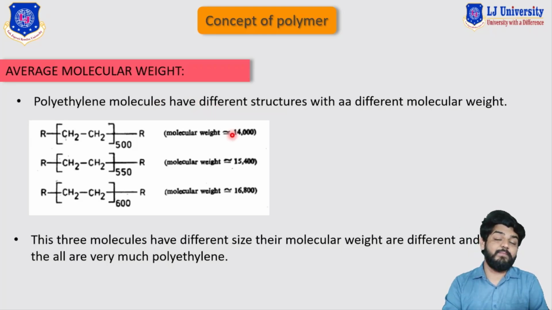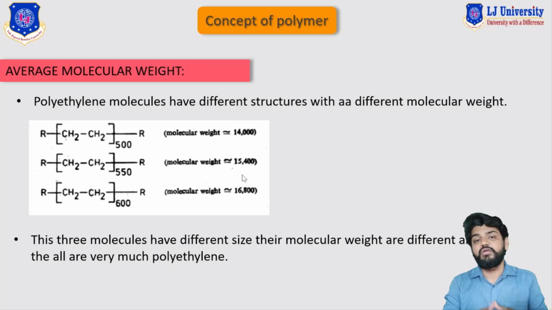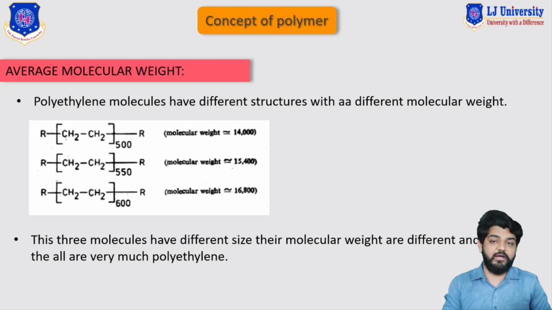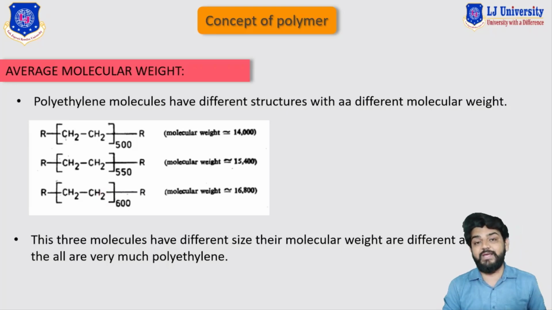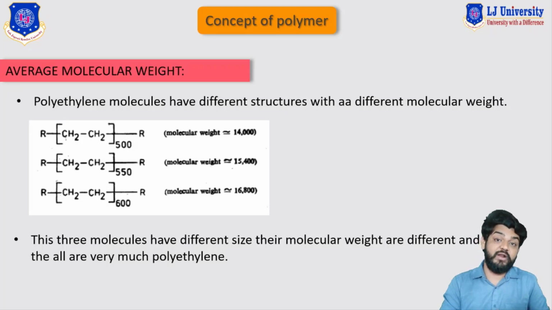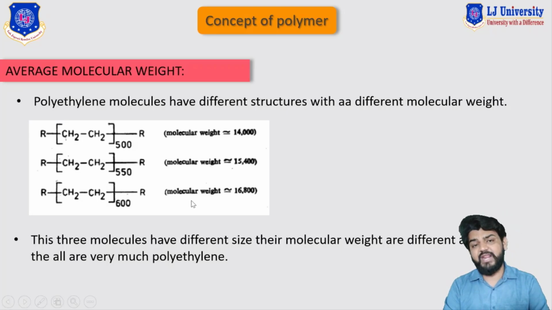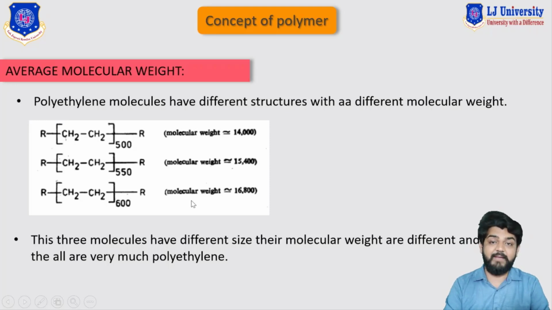Then if we take 550 monomers of ethylene molecule, the polymer formed with these 550 monomers will have a molecular weight ranging from 15,000 to 15,400 grams per mole, right? If we increase the number of monomeric units to 600, combined together to form polyethylene of 600 monomeric units, then it will have a molecular weight in the range of around 17,000 grams per mole, right?